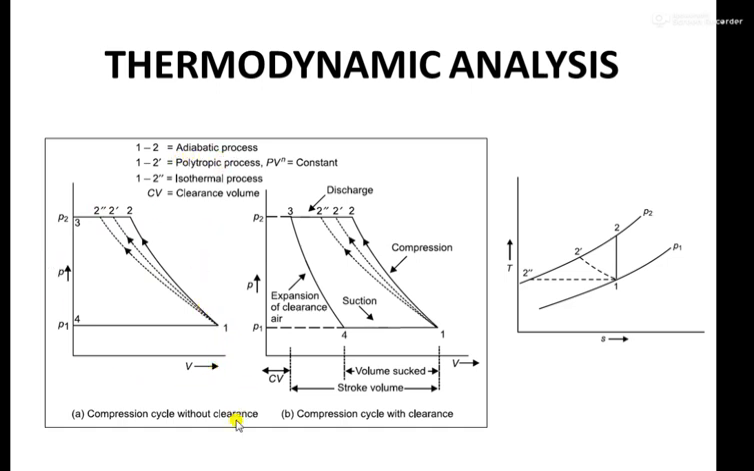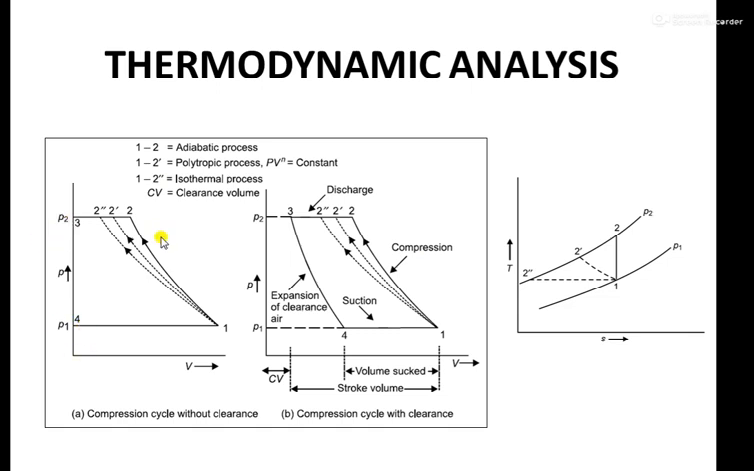So this is the graph without clearance, and this is the PV diagram of the compression cycle with clearance, right? And this is the TS diagram, temperature entropy chart, which represents these three compression processes on the TS diagram. So 1 to 2 it is adiabatic, so it is a reversible isentropic process, so it will be a vertical line. 1 to 2 double dash, it is isothermal process, so it will be a horizontal line on this TS plot. And 1 to 2 dash is a polytropic process, so it will be having a curve.